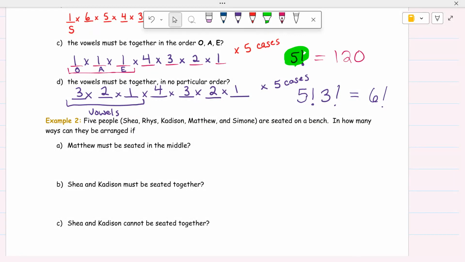That was a compliment. Okay? Right? Does everybody see that that could happen? Right? 3 times 2 is 6. Times 5 times 4 times 3 times 2 times 1. So technically you could write that as a 6 factorial.